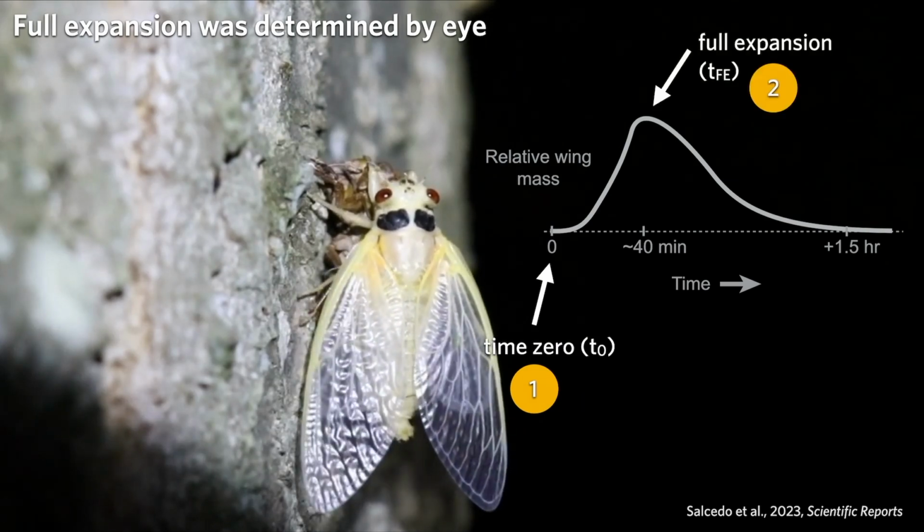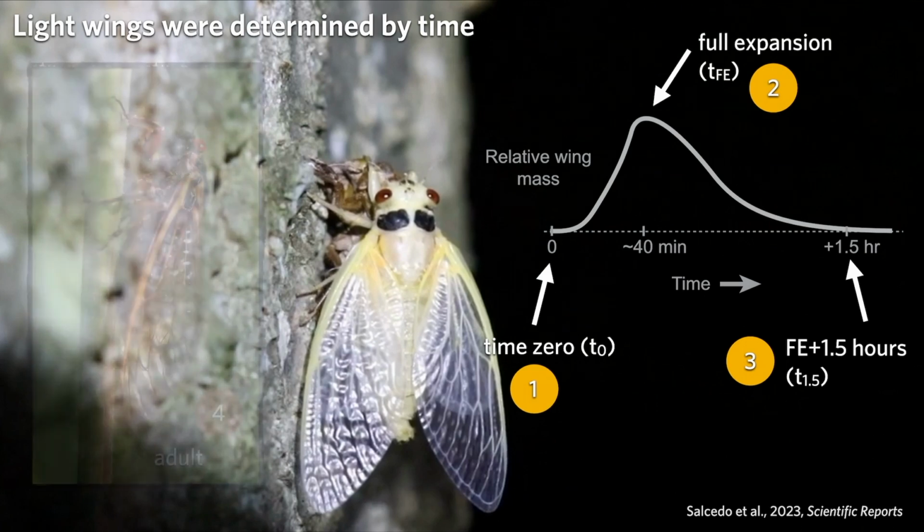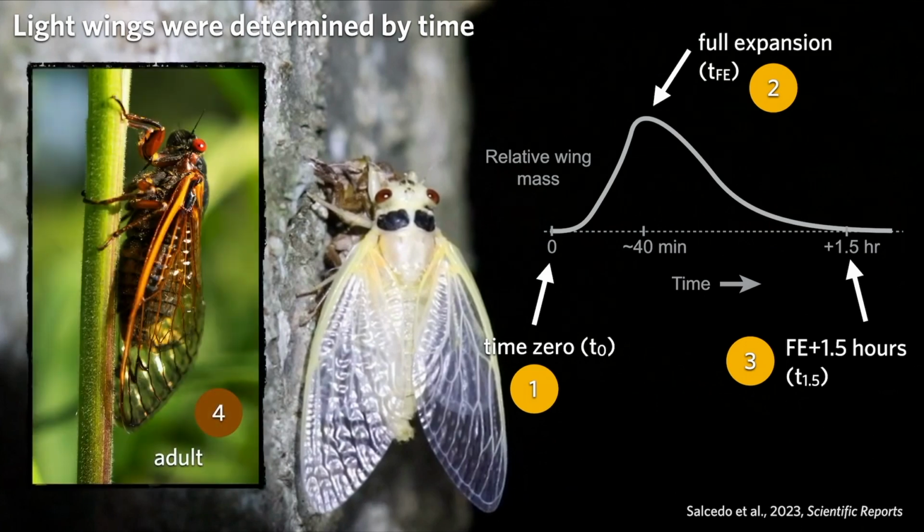Okay, then we waited, in another set, we watched them to full expansion, and then we collected the wing. So these are full expansion plus 1.5 hours. And then lastly, just for point of comparison, there are tons of adults around, so we did some adults as well. Okay, so these are the data.